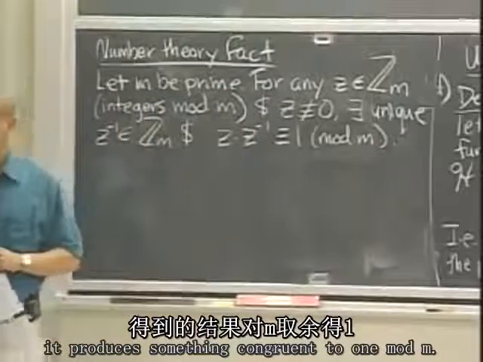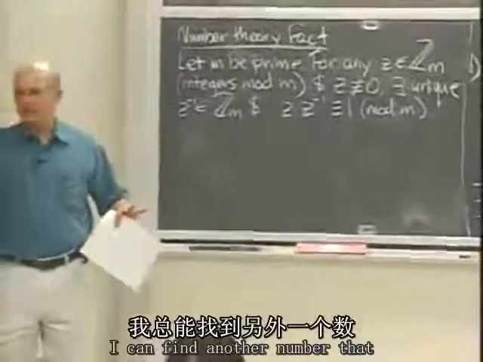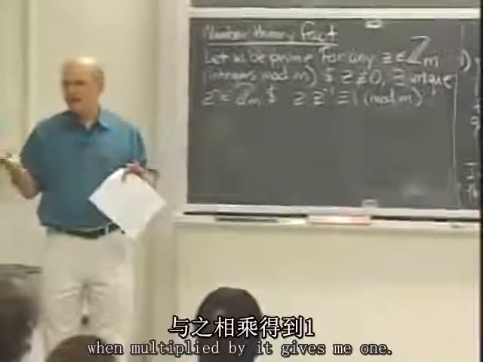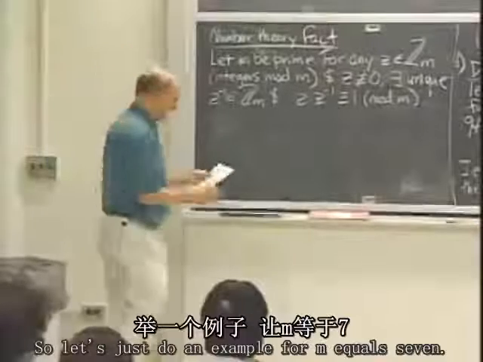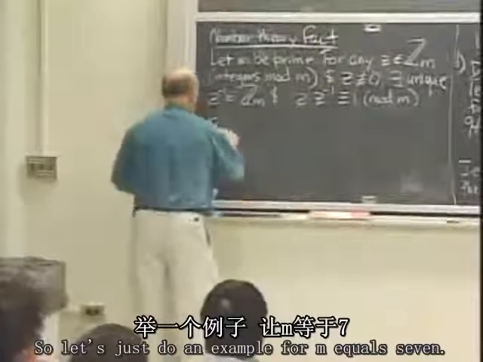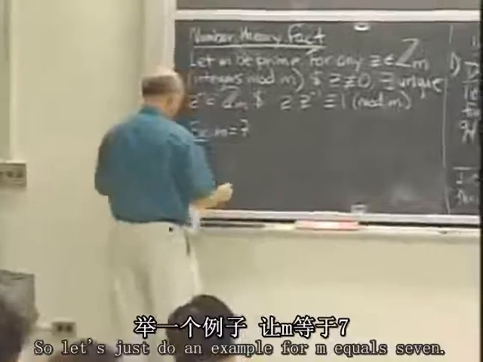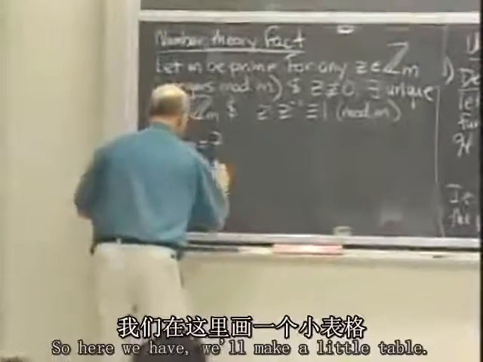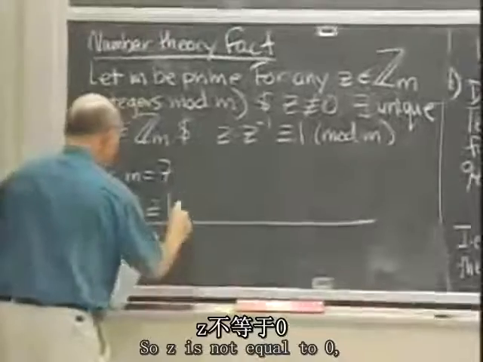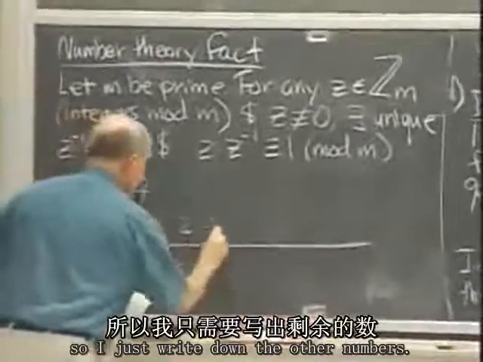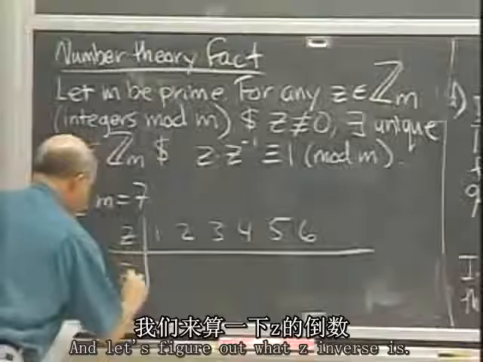Okay, so for any number, it says I can find another number that when multiplied by it gives me 1. So let's just do an example for m equals 7. Here we'll make a little table. Since z is not equal to 0, I just write down the other numbers, and let's figure out what z inverse is.